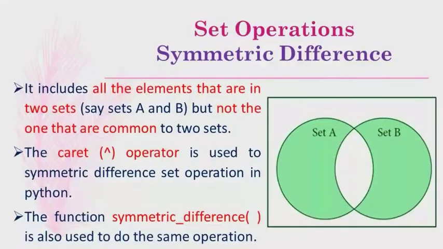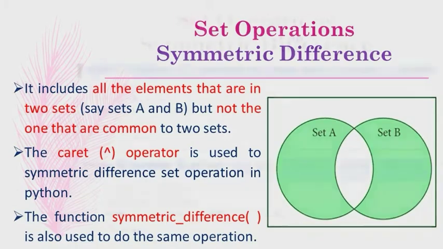Next operation is symmetric difference. It includes all the elements that are in the two sets, which means set A and set B, but doesn't take the common elements, okay. So it includes all the elements of set A and set B, but not the common elements. The caret operator is used for the symmetric difference set operation in Python. The function symmetric_difference is also used to do the same operation, okay. This is the diagram of symmetric difference. Set A, set B. You take all the elements of set A and set B, that is the green shaded part, but don't take the common elements of set A and set B, okay.